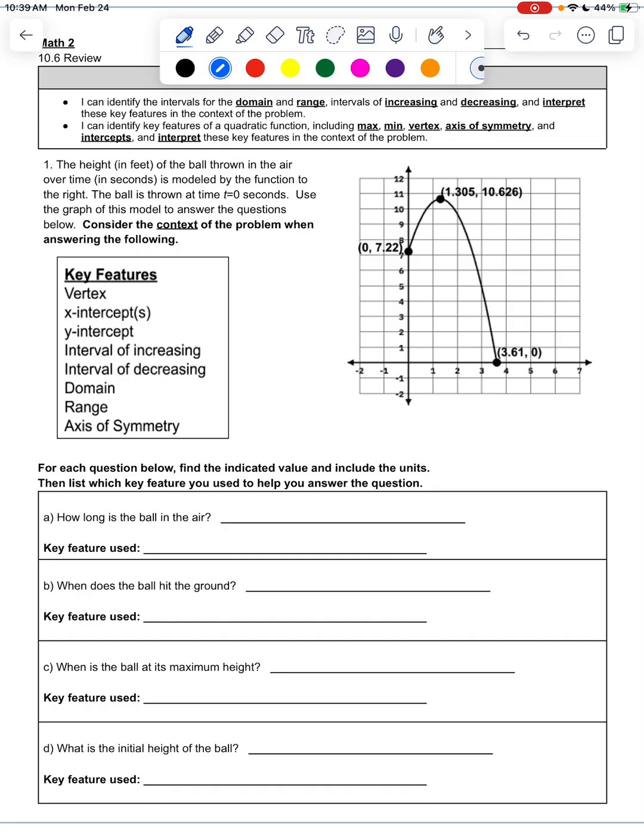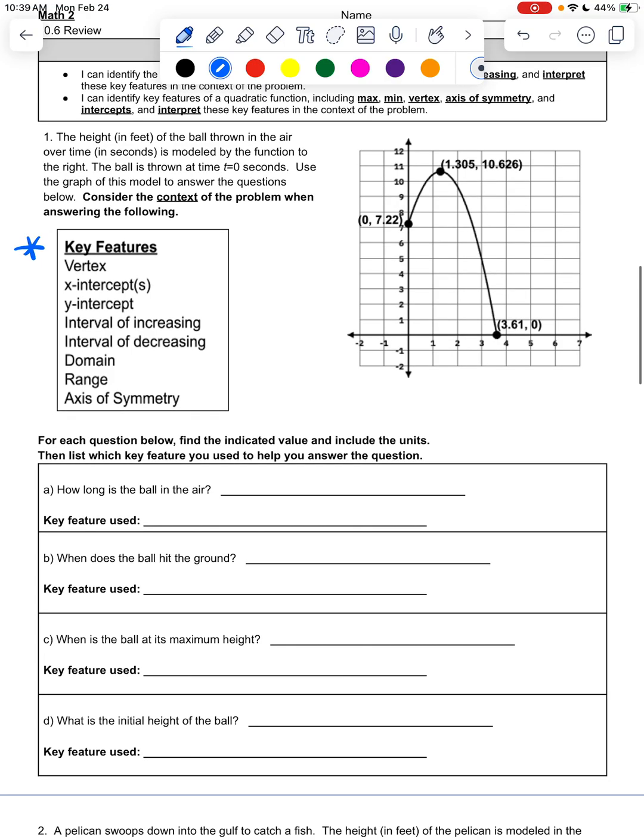So the first question has this ball thrown in the air. We're asked to find the key features. Keep this list of key features handy. Whenever it says key feature used, you should use one of those as an answer, okay? So that has to be in words. It says, how long is the ball in the air? The entire journey is part of that part of the story.